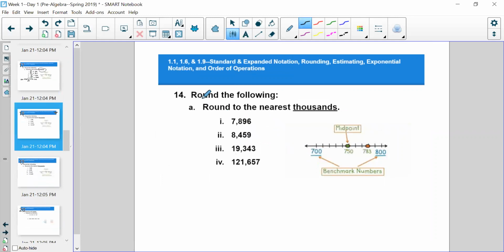And then the same with the thousands, you just identify your thousands spot. 7,896, that 8 will round it to 8,000. This 4 will round it down to 8,000. This 300 will round that down to 19,000. And then the 600 would round this up to 122,000.